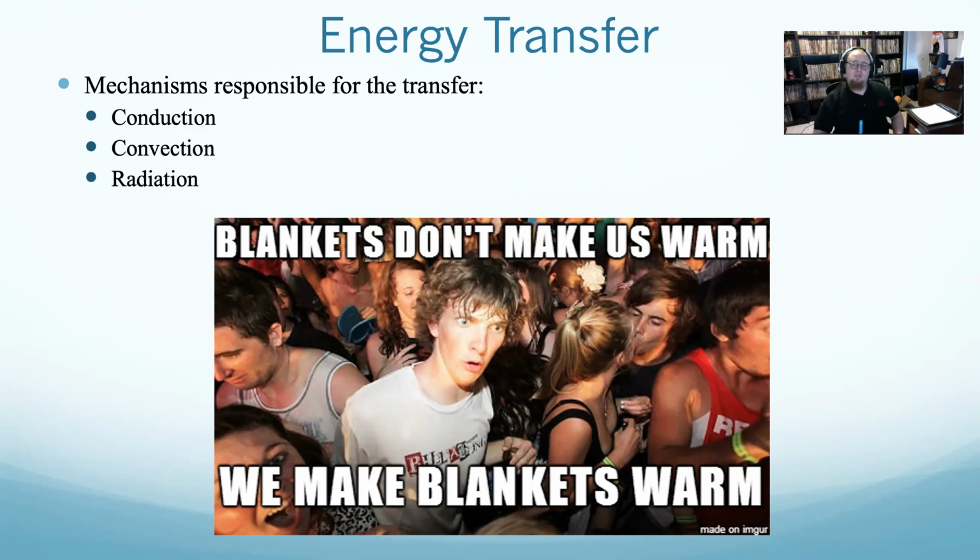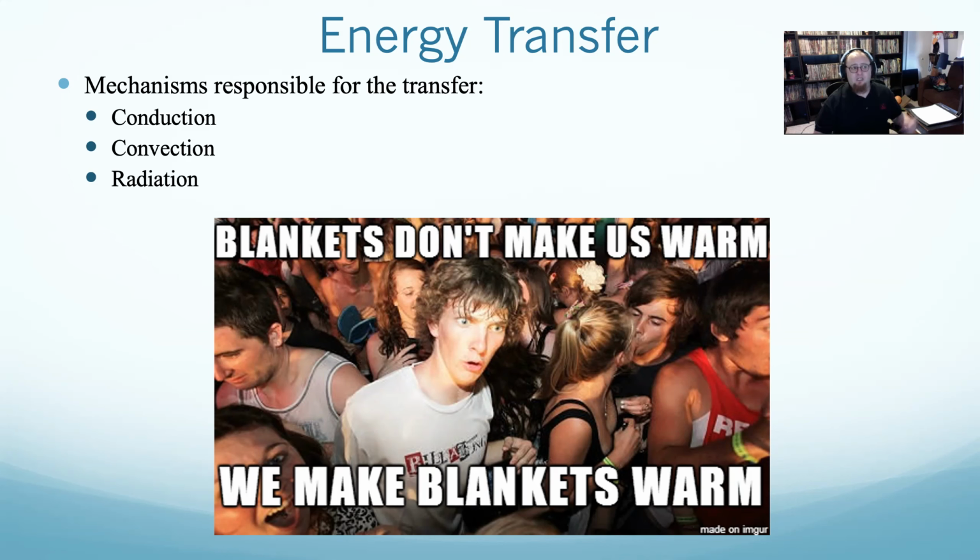So to change the amount of heat in something, there are three ways to do it, known as the mechanisms of heat transfer. The three mechanisms for heat transfer are conduction, convection, and radiation. And basically, what I'm going to do today, all day, is explain these three things: conduction, convection, radiation.